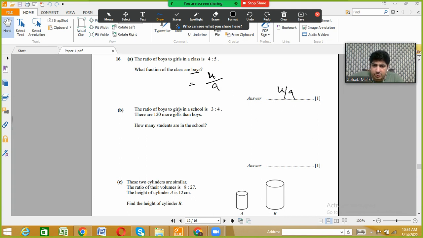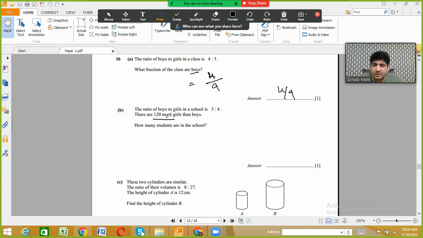The ratio of boys to girls in a school is 3:4. There are 120 more girls than boys. As we know, in a ratio, the quantity and the ratio are always directly proportional. When they are directly proportional, it means the change in one quantity will lead to a change in the other quantity at the same rate.